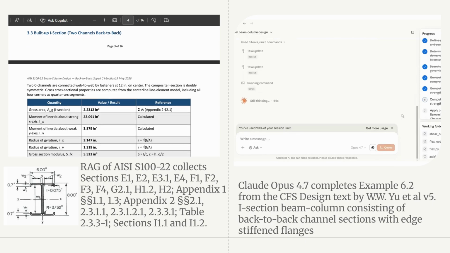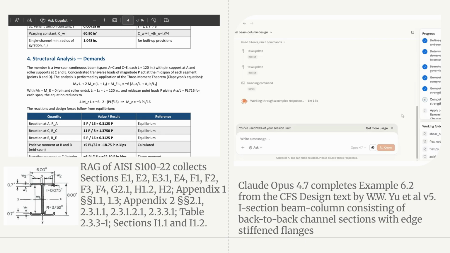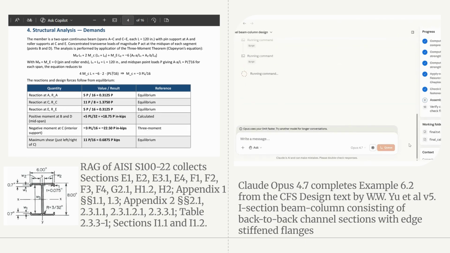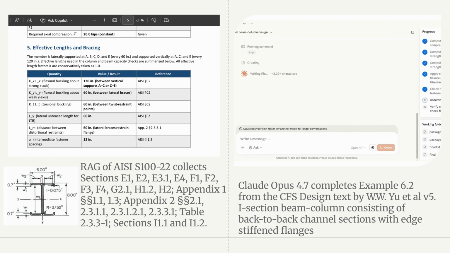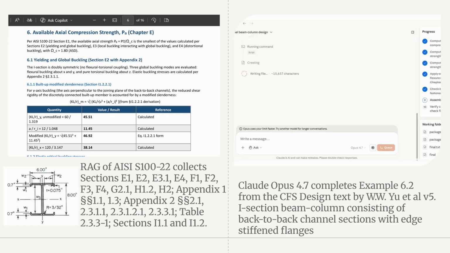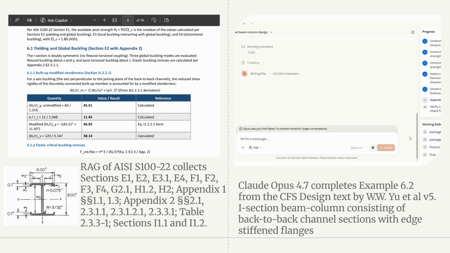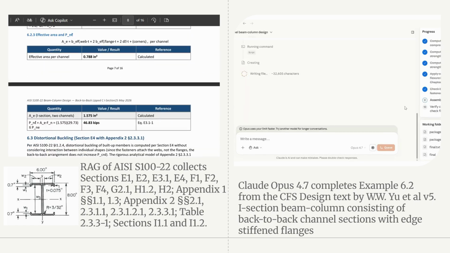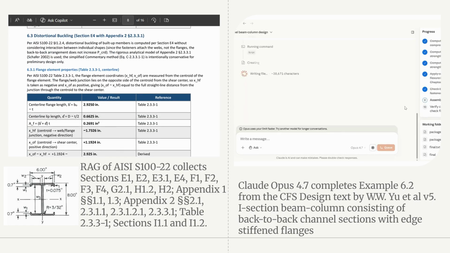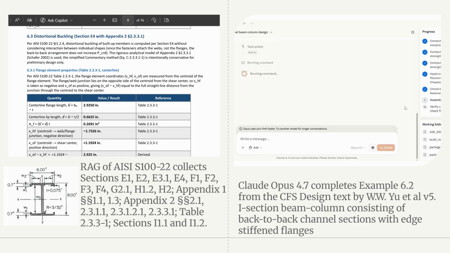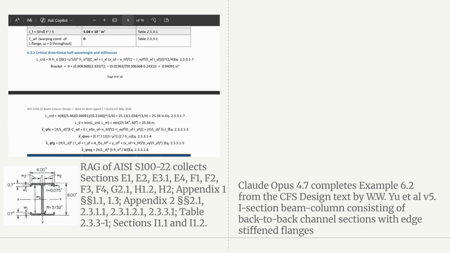The structural analysis of the two-span continuous indeterminate beam is then undertaken to determine the bending moment diagram. The effective lengths are then established based on the beam bracing. Next, the axial compressive strength is calculated, considering yielding, local, global, and distortional buckling limit states. First global buckling, then local buckling using the effective width method, and then distortional buckling. The nominal axial strength is then established.